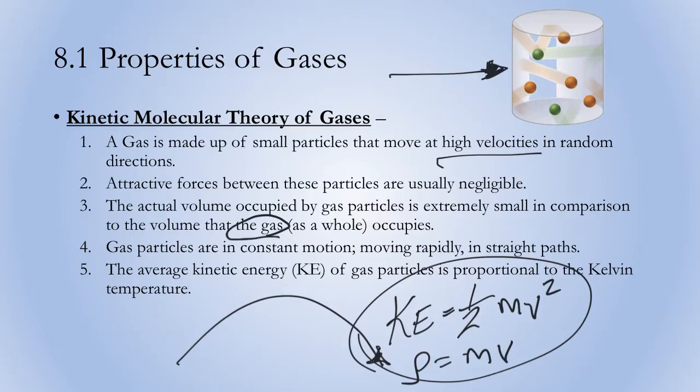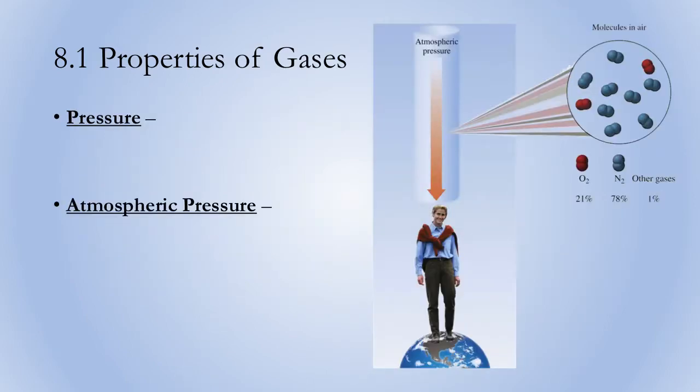Step 4, gas particles are in constant motion, moving rapidly in straight paths. I already mentioned that. And then 5, the average kinetic energy of gas particles is proportional to the Kelvin temperature. First thing we need to look at when we're talking about the properties of gases will be specifically pressure. So what is pressure? Pressure for a gas, or really anything, is equal to a force divided by a surface area that the force is being applied to.